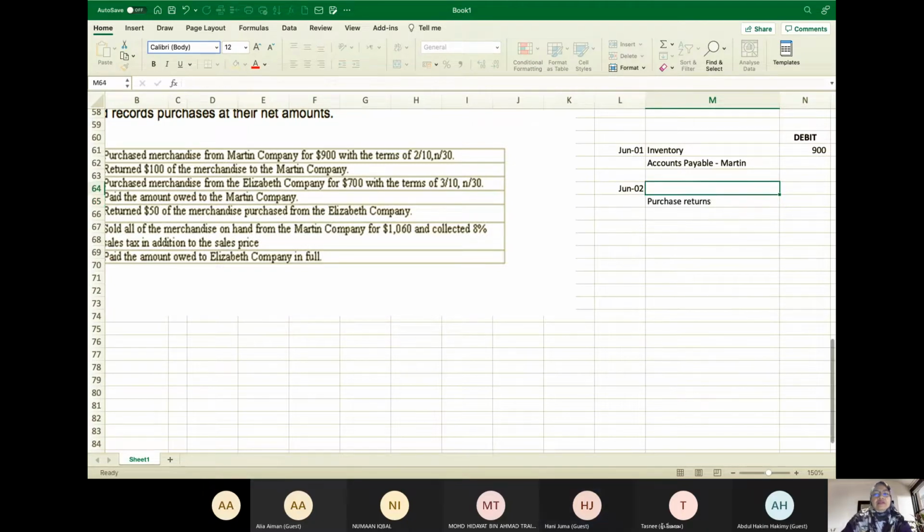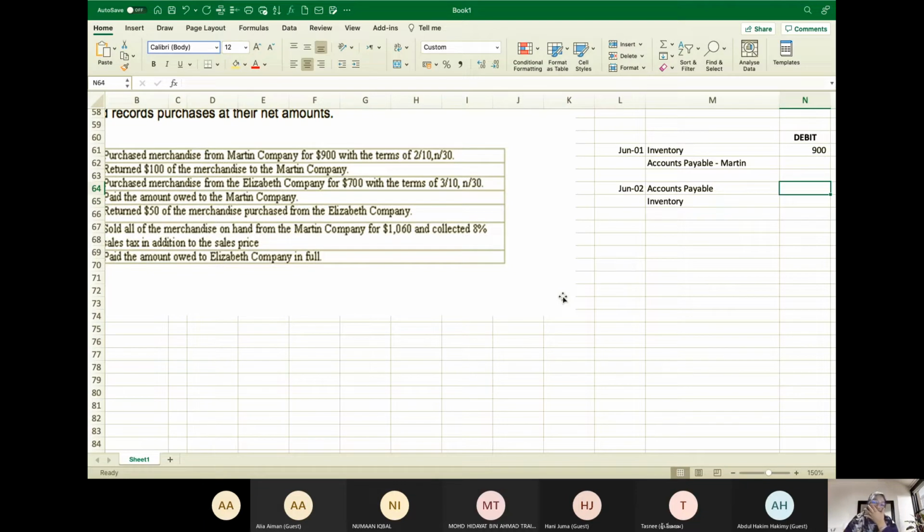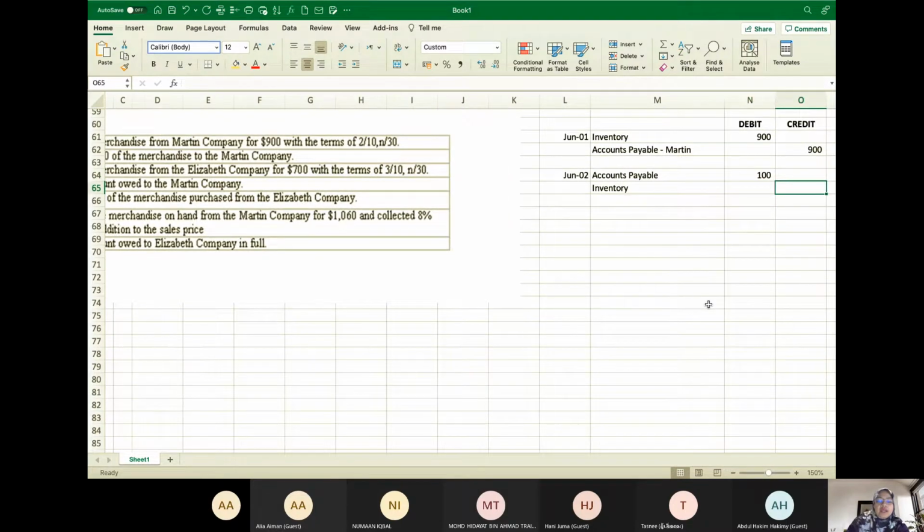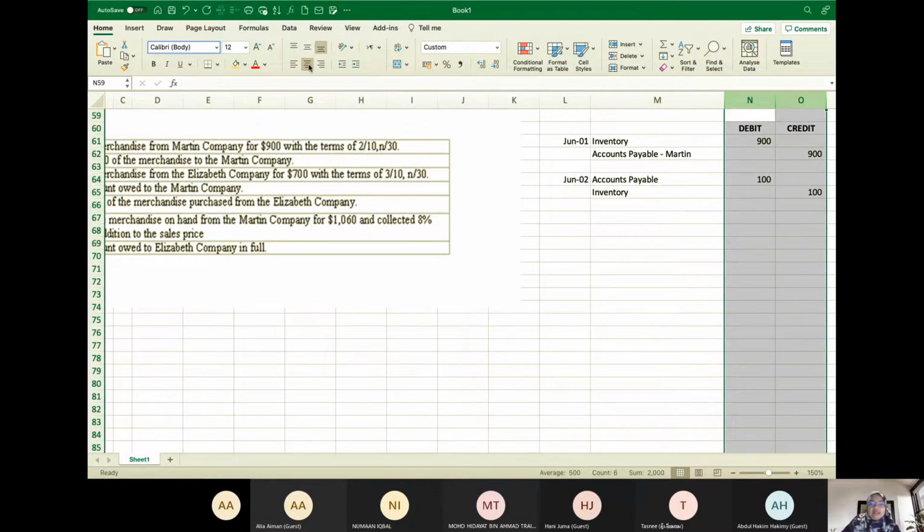You are going to debit your accounts payable, but you don't have a purchase return account. You're going to credit your inventory. Why? Because this one is under perpetual. So you debit your accounts payable 100, so the amount due is less by 100, and your inventory is also reduced because you return inventory to your supplier.